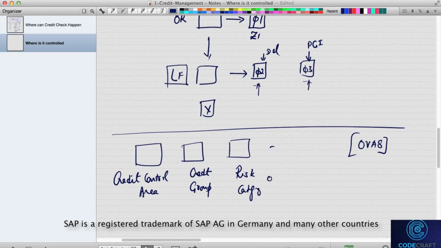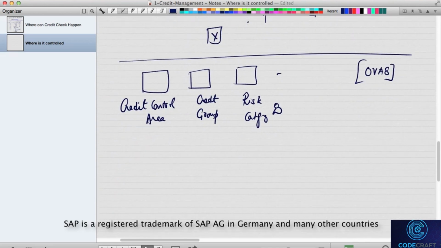Risk category is a property of the customer. Some customers are high risk, some customers are low risk. For example, if you're selling something to a big conglomerate, a Fortune 500 company, it's low risk. If you're selling to a mom and pop store, it's always high risk. Now, what about a credit group? The credit group is what is configured here and here.